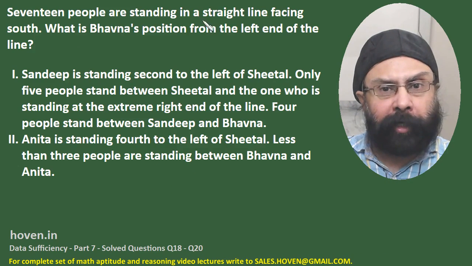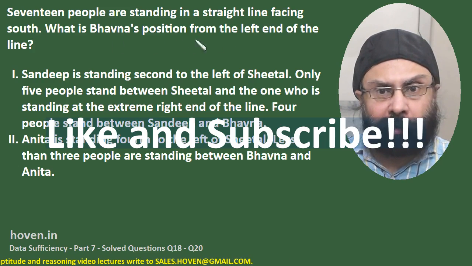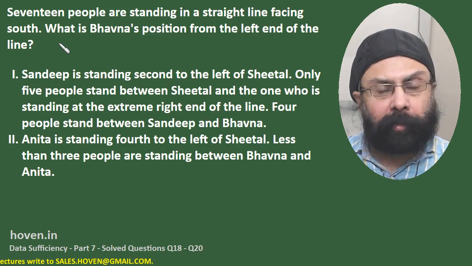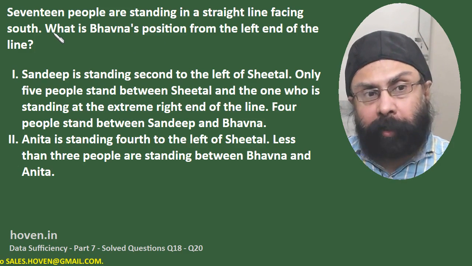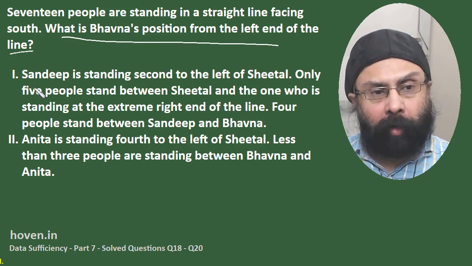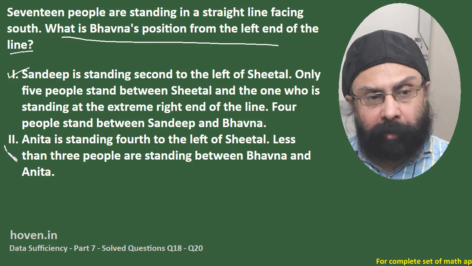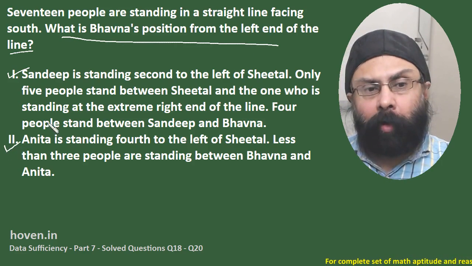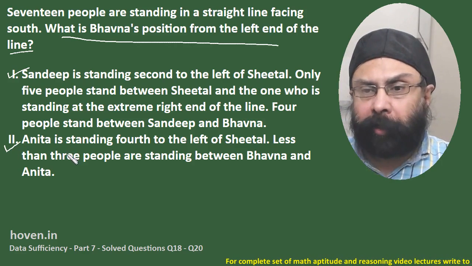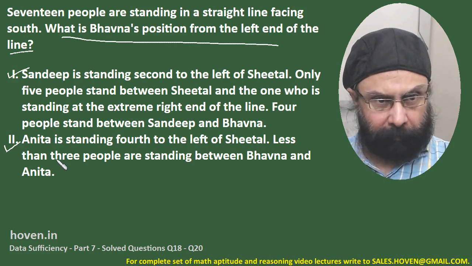Seventeen people are standing in a straight line facing south. What is Bhavna's position from the left end of the line? We have to answer whether we can obtain the answer only on the basis of this first fact, or only on the basis of the second fact, or on the combined two statements, or it cannot be obtained at all. This is what we have to determine in this case.